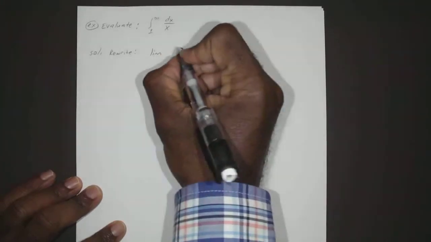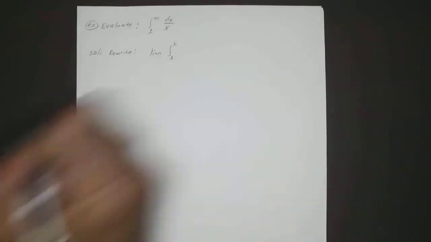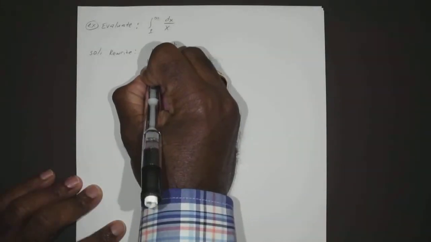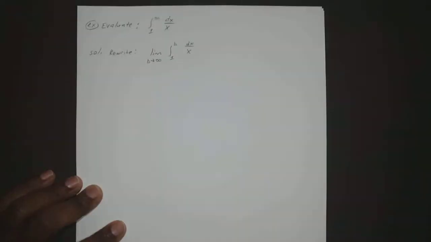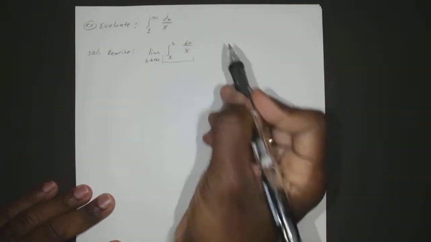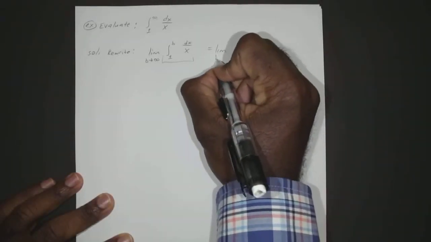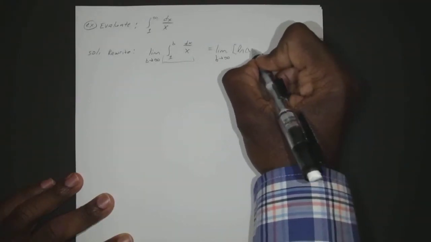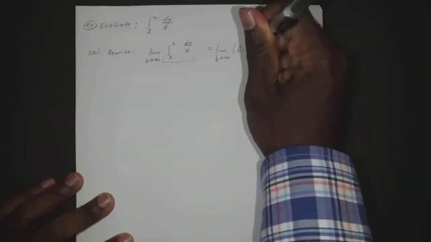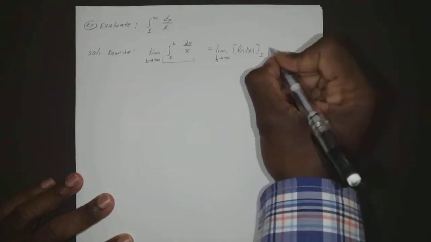Okay, so we have the limit from 1, you can use A or B or whichever one you want, I'll say from 1 to b, as b approaches infinity, of dx over x. Then once we have that, we just integrate there and we get the natural log. So we have the limit as b approaches infinity of natural log of x. Well, it should be absolute value, but. And that's from 1 to b.